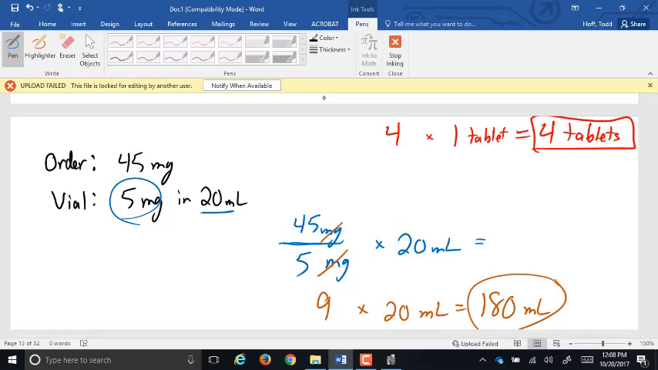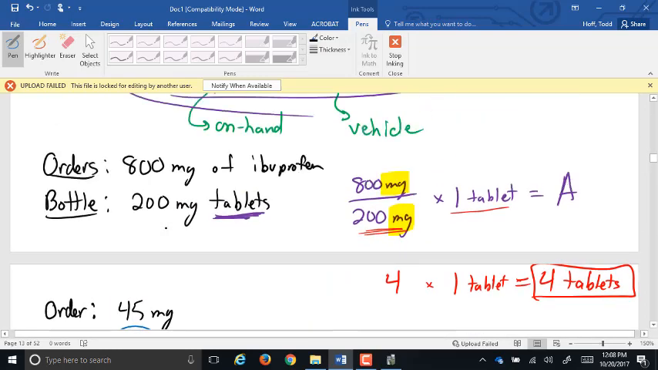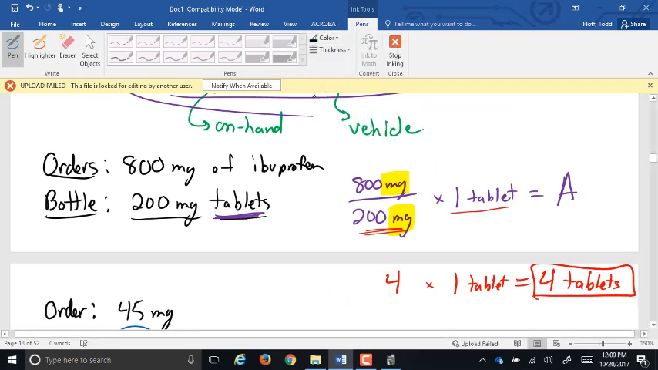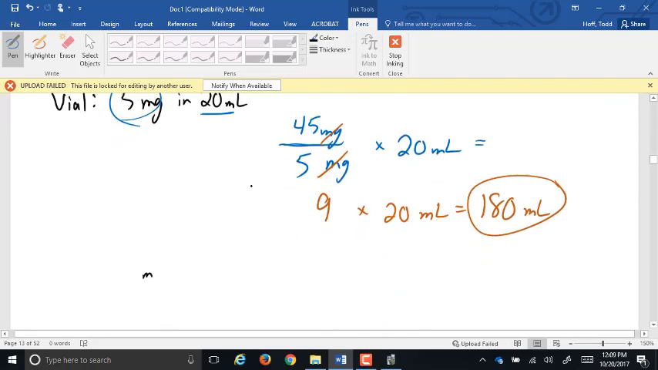If it's tablets or capsules, it'll always be 1. Like here, it didn't specify 1. It just says 200 milligram tablets, but it's implied that it's 200 milligrams in 1 tablet. The main purpose of the vehicle is to specify the units that are going to be administered.